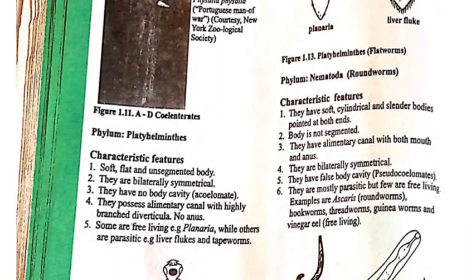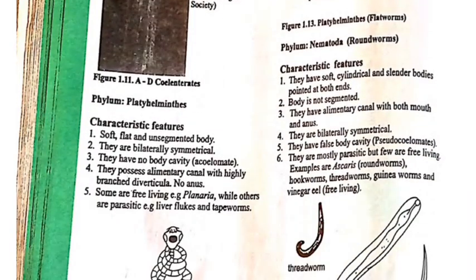Okay, now we have nematoda, for example, the roundworms. Number 1, they have soft, cylindrical, and slender bodies, pointed at both ends. Body is not segmented. They have alimentary canal with both mouth and anus. They are bilaterally symmetrical. They have false body cavity, that's pseudocoelomates. Now, for example, we have pseudopodia in amoeba. When you hear the word pseudo, it means false.